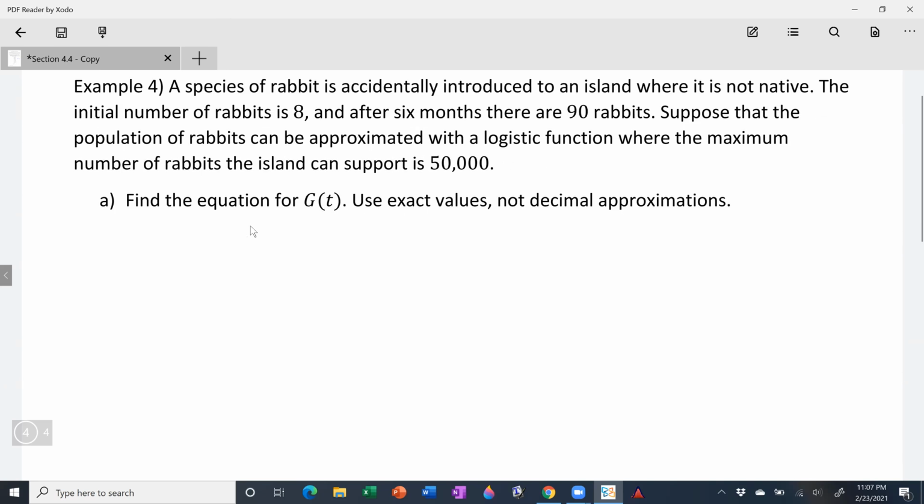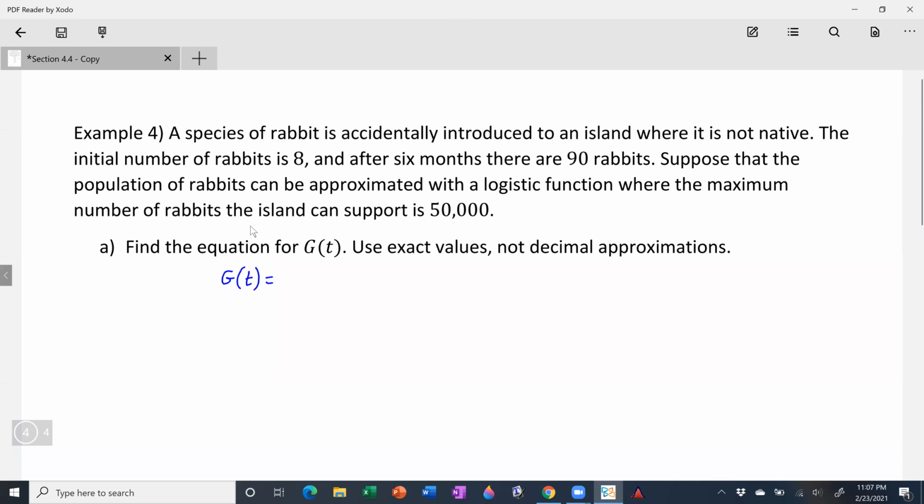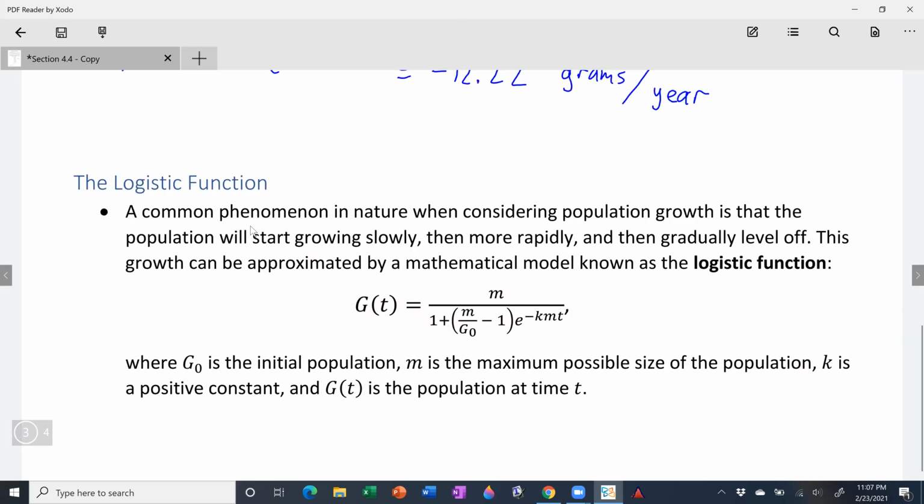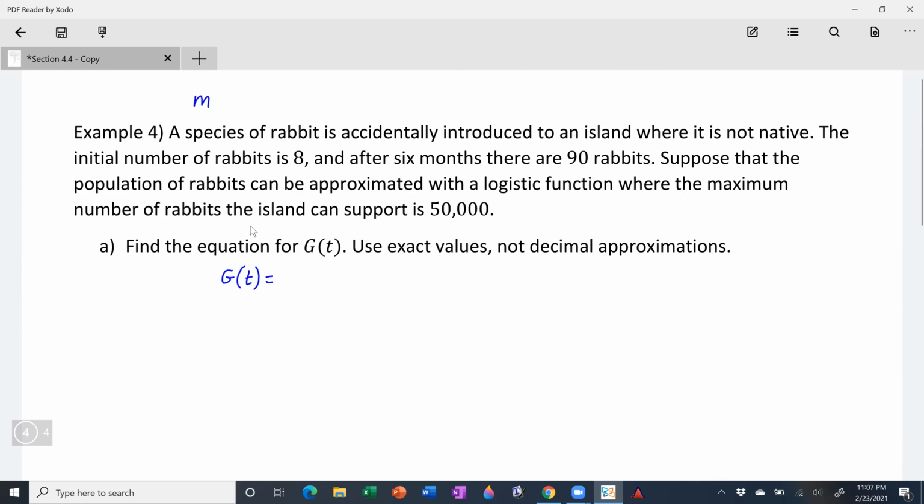We're going to say that the g of t function equals. Okay, so I want to write down all the pieces of information that they gave us. Based on the logistic function here, we need m, which is the maximum possible size of the population. So I'll keep note of some of the stuff that they gave us. They did give us the maximum possible population of the island is 50,000 rabbits. So they did tell us 50,000 for m. Okay, so we can start by writing that. I'm going to leave a little bit of space because it's going to be kind of big.